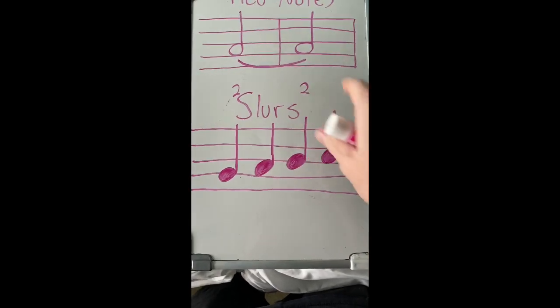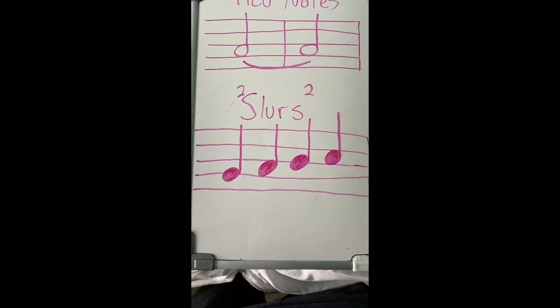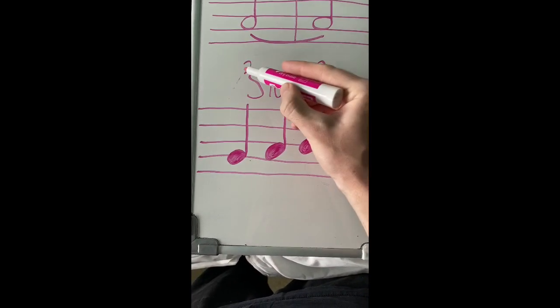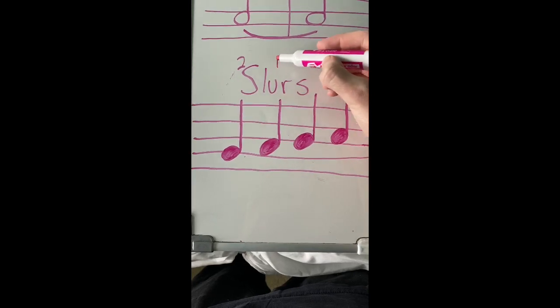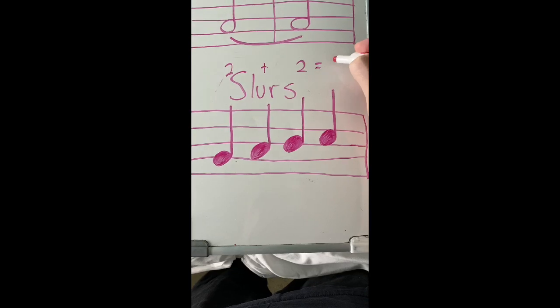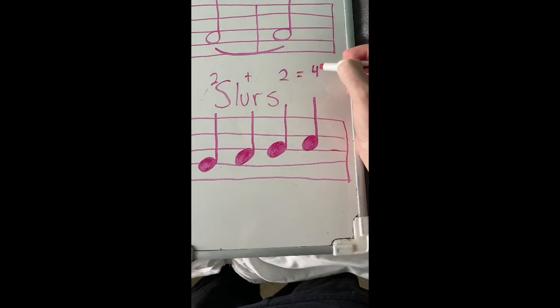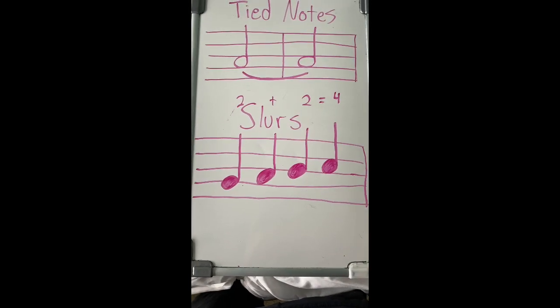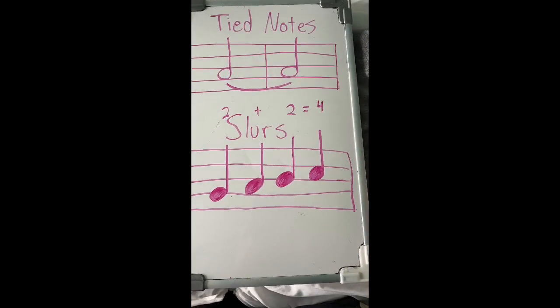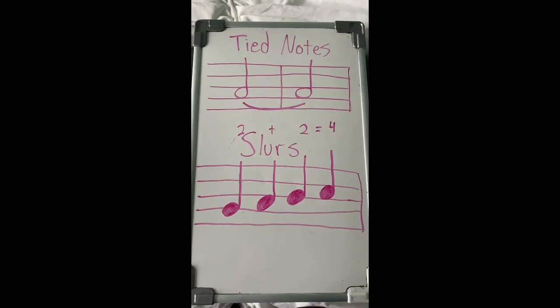So everybody, 2 plus 2 is, that's right, 4. So 2 plus 2 equals 4. That tells us that instead of playing each of those notes for 2 beats, we're going to play them together for 4. So here's what that sounds like.